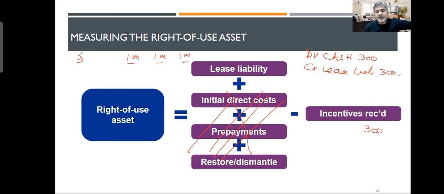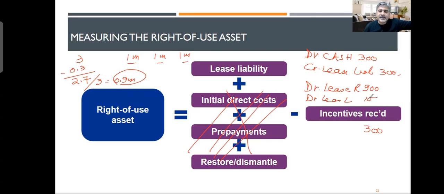I have committed with him 3 million, but from this 3 million, 0.3 I have received in advance. So actually I'm going to pay him 2.7 million, and that 2.7 million is for 3 years. So my actual rental is only 0.9 million now. Now at the end of year one, I would say debit lease rental 900K, because my rent expense is 900. Debit lease liability 100K, and credit cash 1 million. This is how I'm going to remove this lease liability.